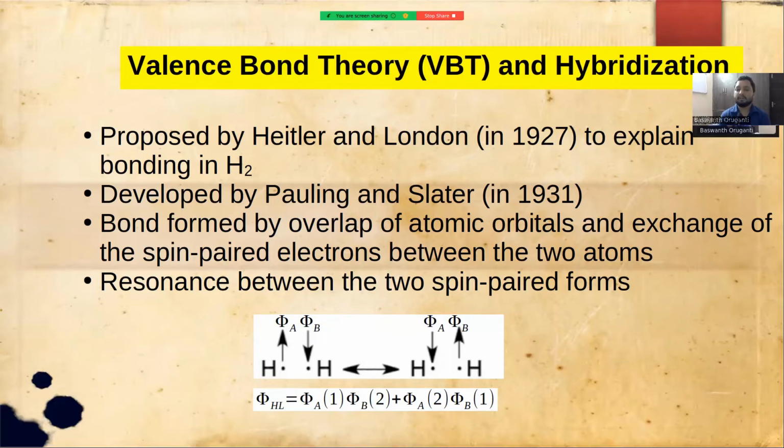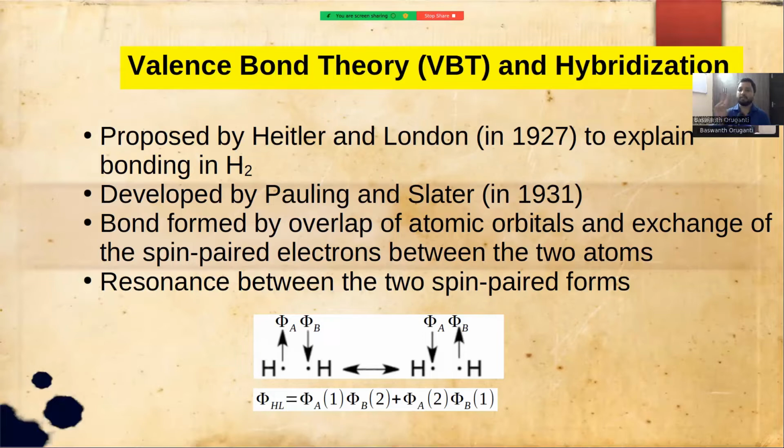So they worked on this problem and they showed that a chemical bond in the hydrogen molecule is formed by overlap of the atomic orbitals and exchange of the electrons of opposite spins between the two hydrogen atoms. Let us try to understand this in a more detailed way.